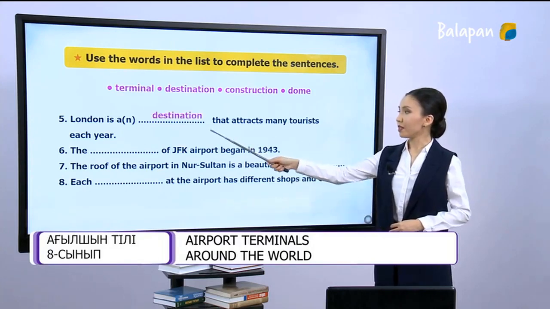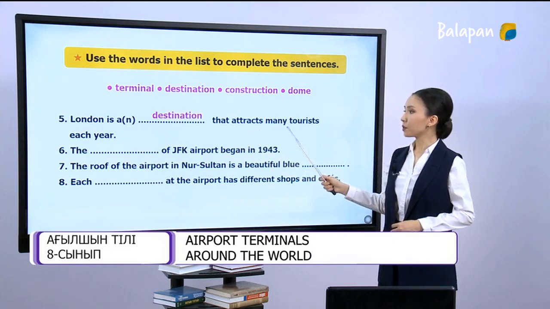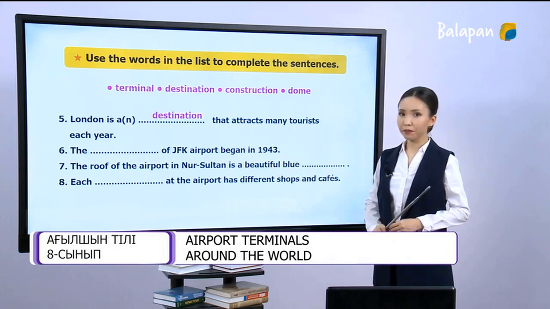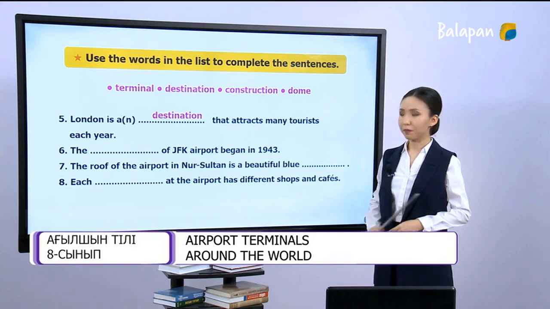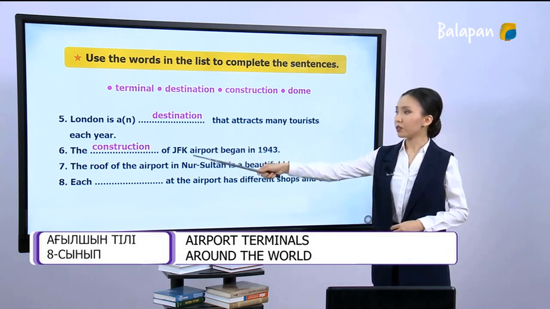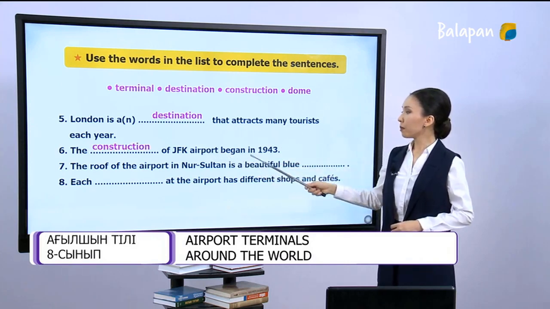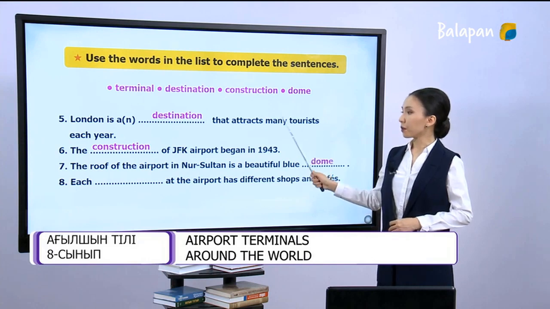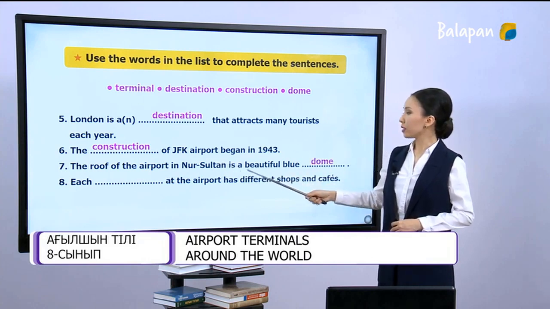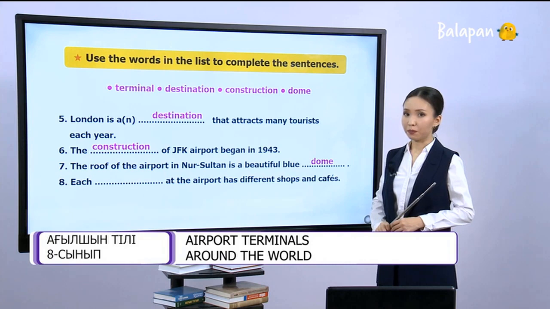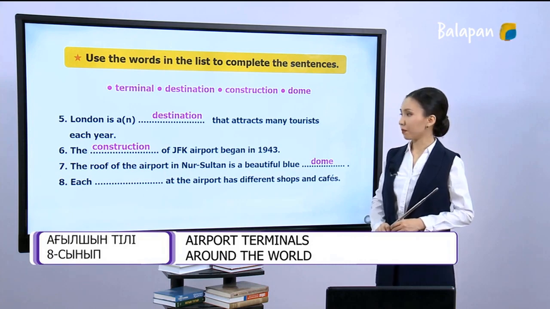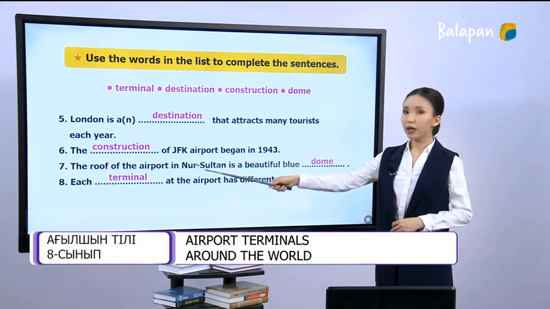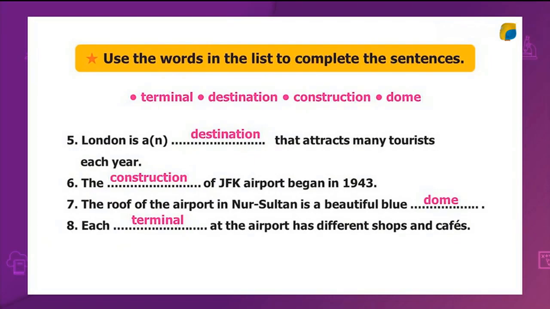London is a destination that attracts many tourists each year. Sentence number 6. The construction of JFK Airport began in 1943. Sentence number 7. The roof of the airport in Nur-Sultan is a beautiful blue dome. And the last sentence. Each terminal at the airport has different shops and cafes.